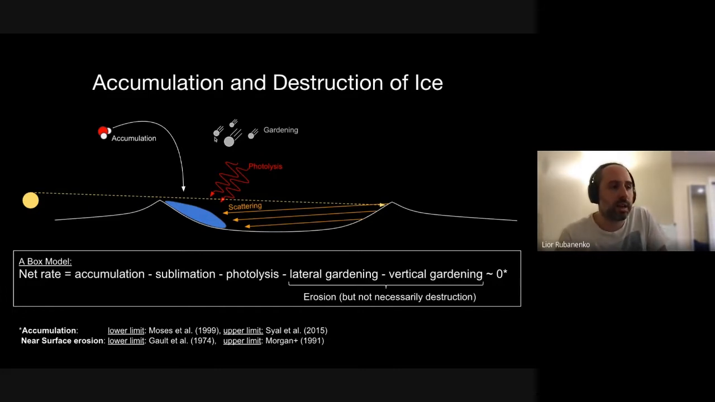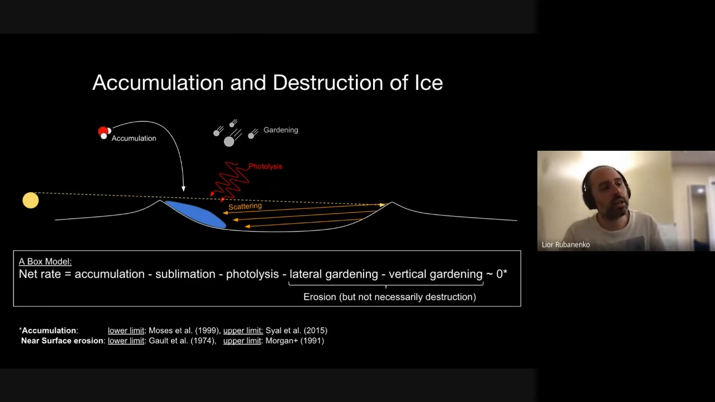And then there's gardening. Gardening is the impact of small micrometeorites that churn the surface. Now, micrometeorites for sure heat the surface. They give the surface energy and heat it, as I said. But more than that, the energy of those micrometeorites is distributed between heating the surface but also mixing it.